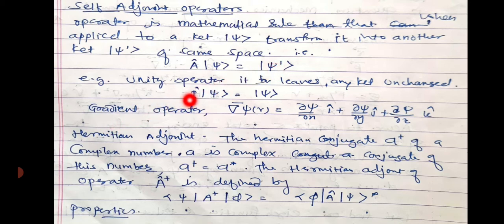For example, an example of operators is the unity operator. It leaves any ket unchanged. Suppose capital I cap is the unity operator.